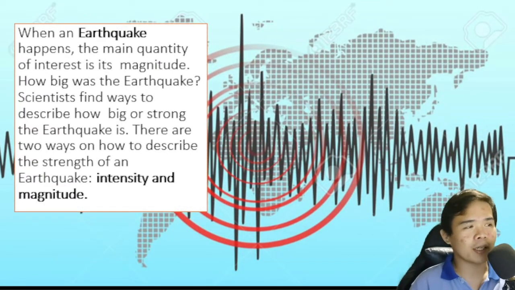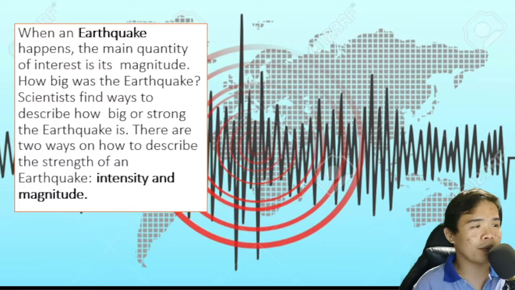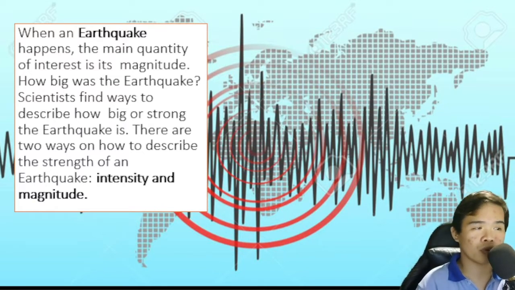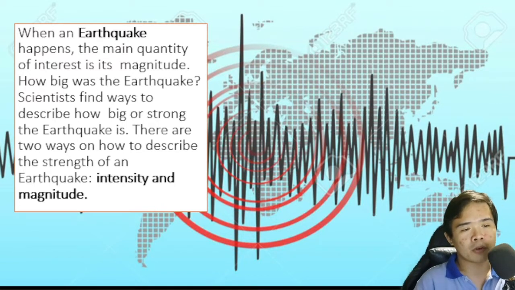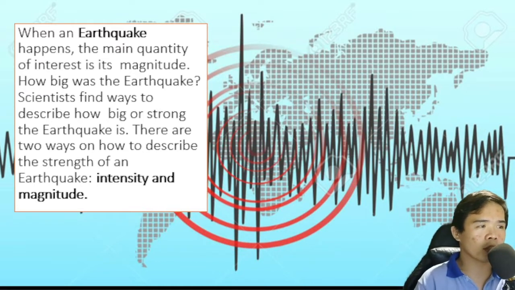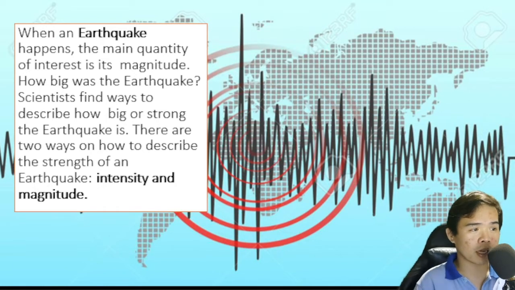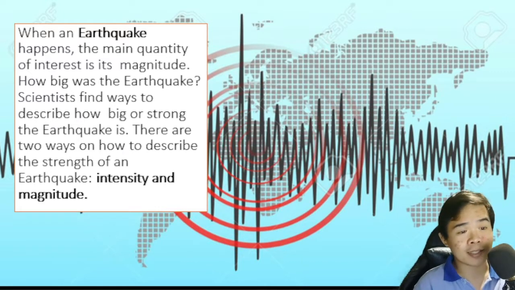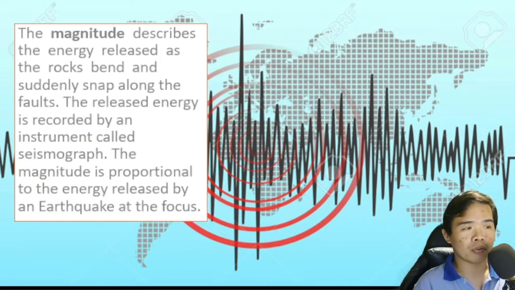Alright, when an earthquake happens, the main quantity of interest is its magnitude. So the question here is, how big was the earthquake? Scientists find ways to describe how big or strong the earthquake is. And we have two types of describing the strength of an earthquake: intensity and magnitude.